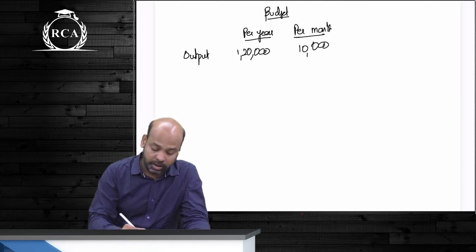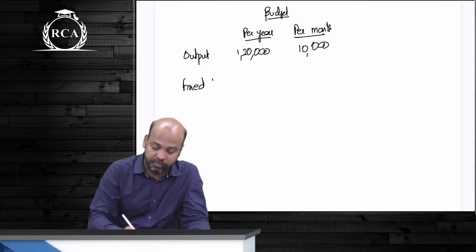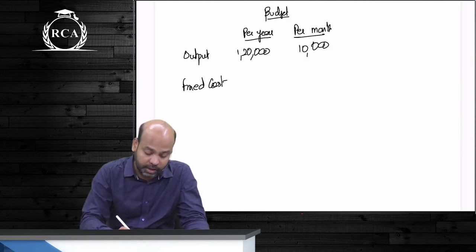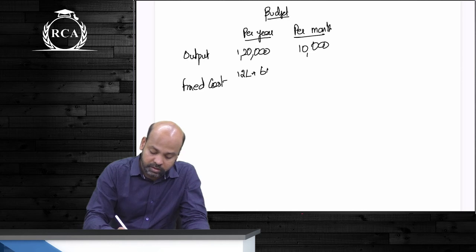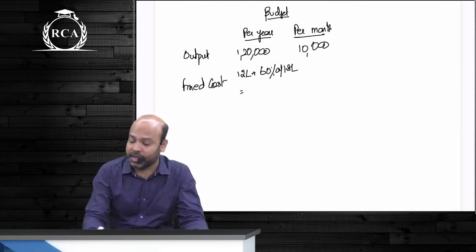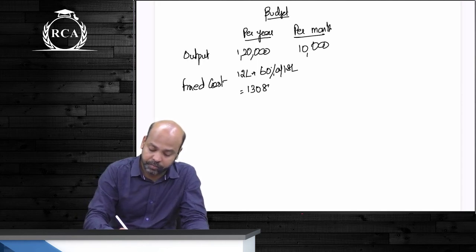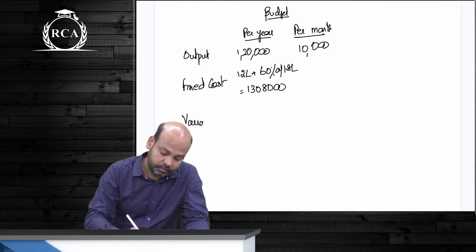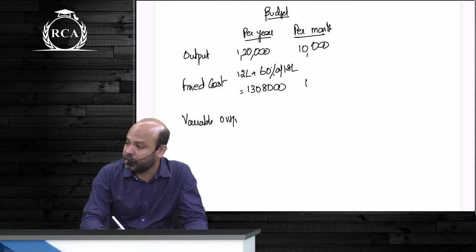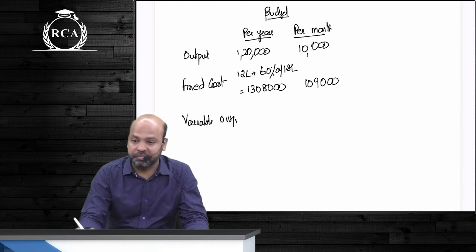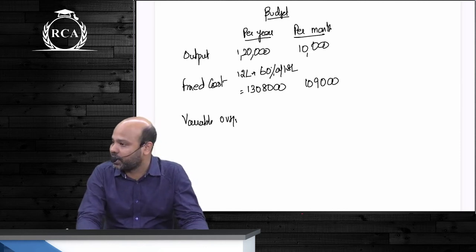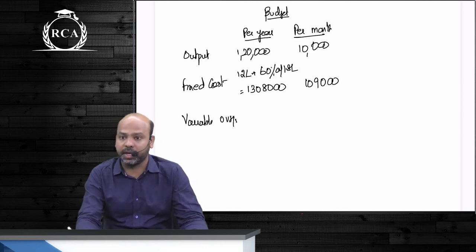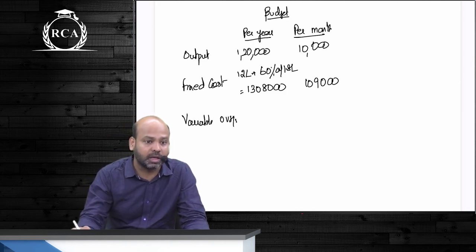10,000. The amount of fixed cost as such, guys, for the year, beta, it was 12 lakhs plus 60% of 1,80,000. Can someone take 13,08,000? Can you divide this by 12 months, guys? This will become the amount of fixed overheads per month, guys. 13,08,000 is for the entire year. That divided by 12 months, you will get 1,09,000.